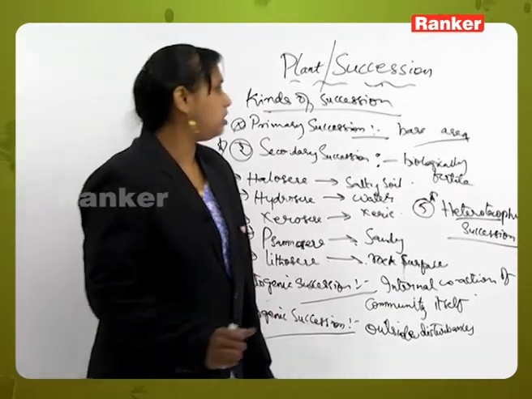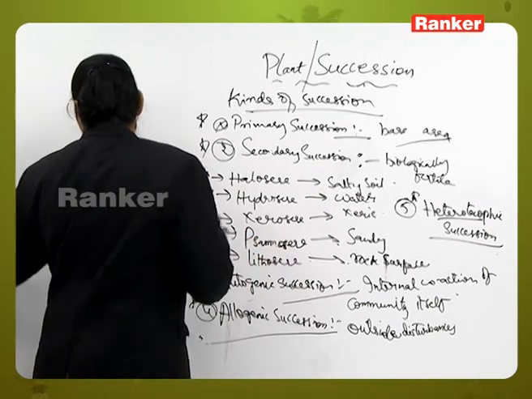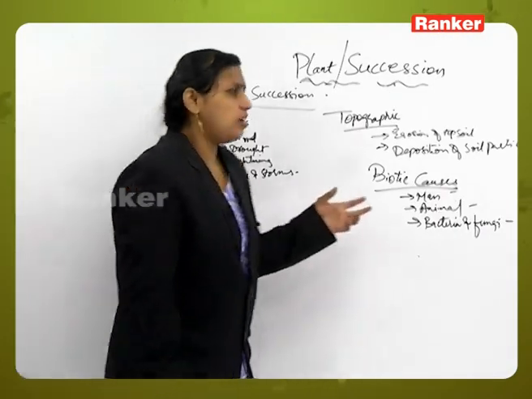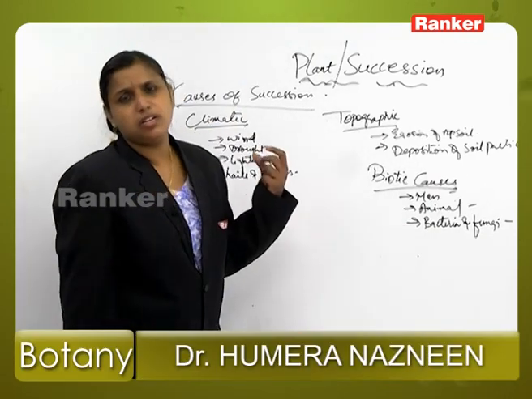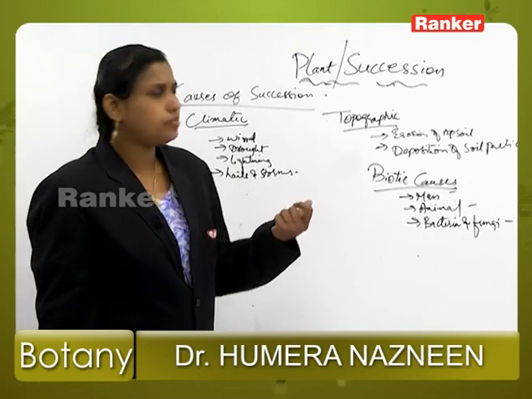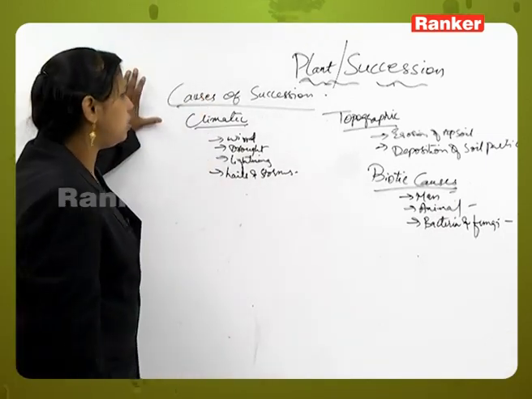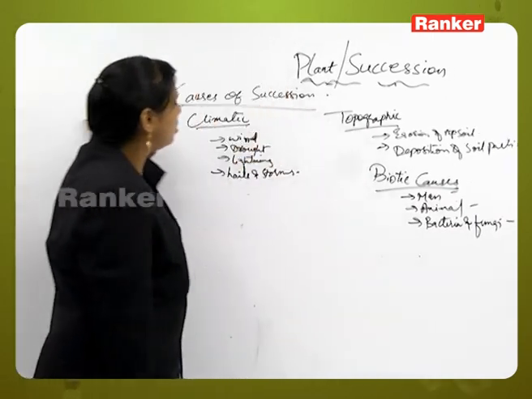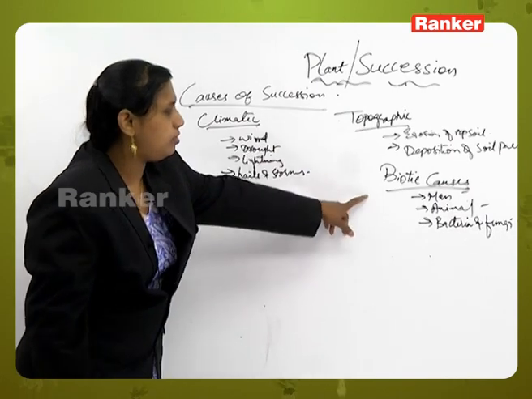Next we have the different causes because of which succession occurs. What are the causes of succession? We have studied what succession is, what the procedure of succession is, and what the types of succession are. Now we will study the causes of succession. As mentioned earlier, succession starts on a bare area. Now this may be affected by certain factors like climatic factors, topographic factors and biotic factors.